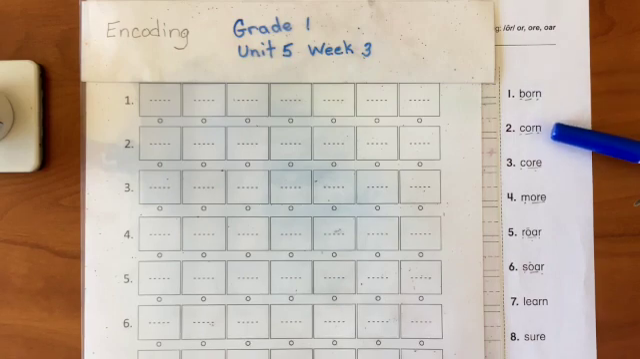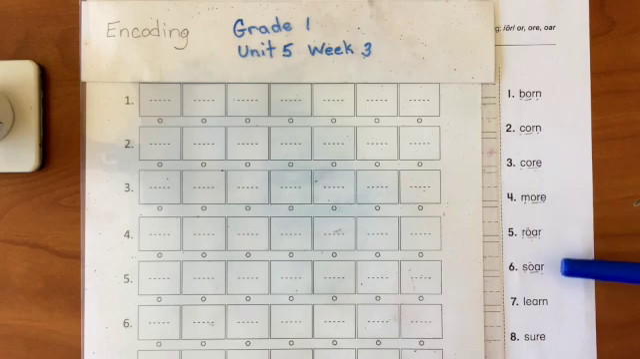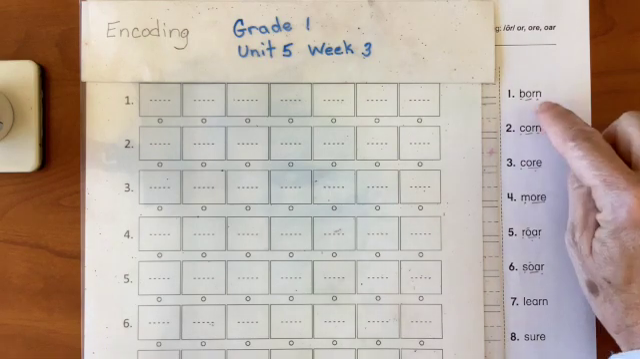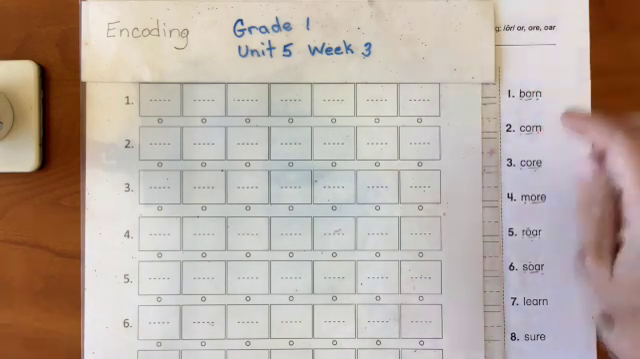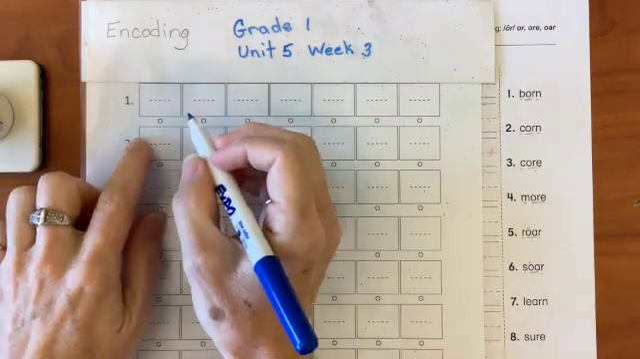Born, corn, core, more, roar, soar. 7 and 8 are both words that they just want you to learn how to spell. They're your sight words. Learn, shore. Okay, let's start with the word born. And since the OR sound, or, is in the middle, we're going to use just OR. We don't put ORE when there's a consonant afterwards, typically in English.